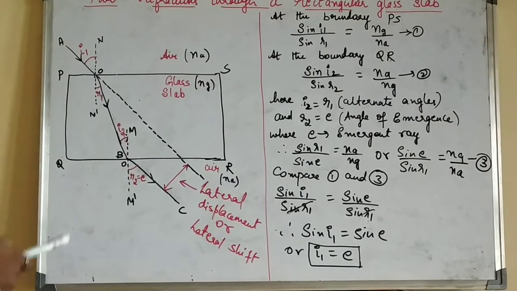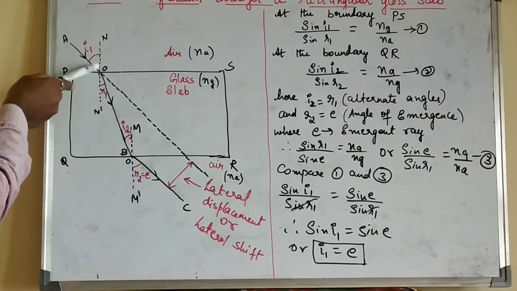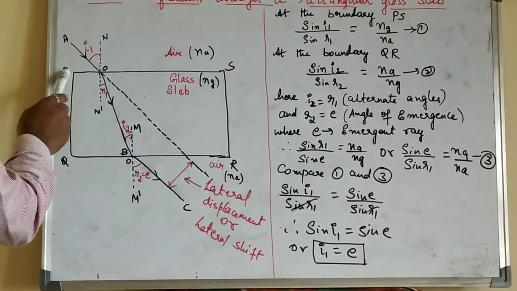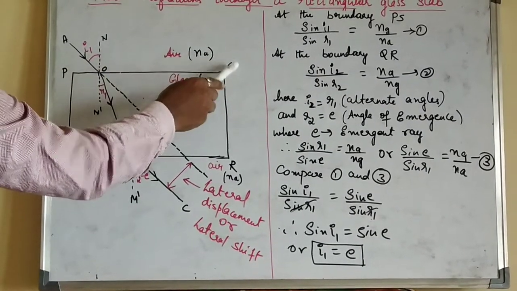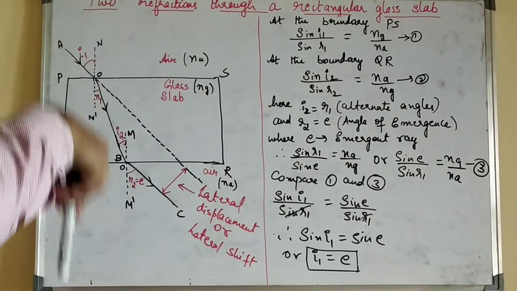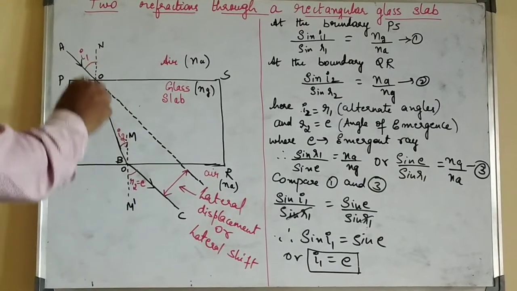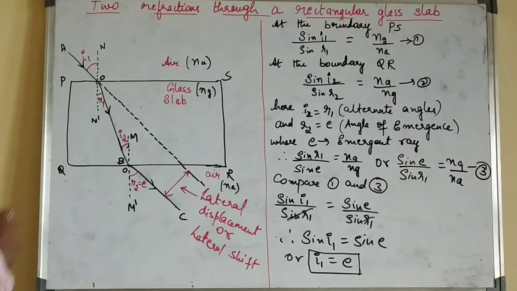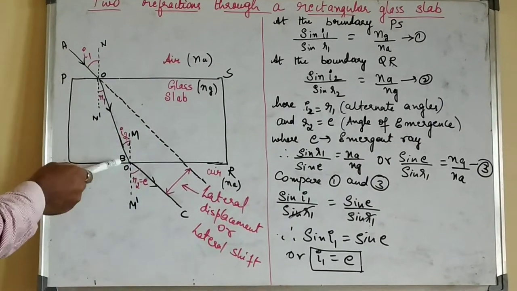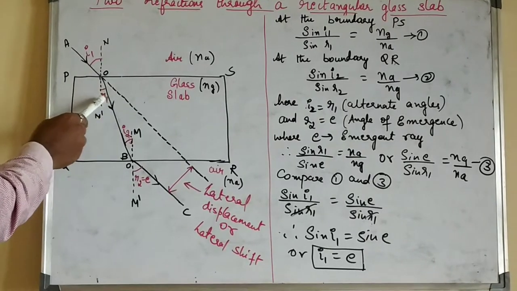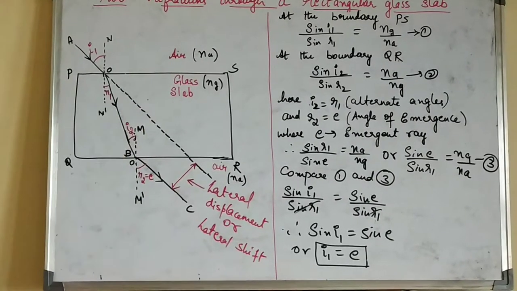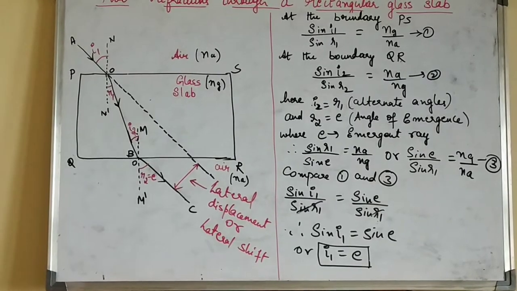Now which is the refracted ray? OB is the refracted ray, coming out of the first medium PS, and it is happening inside the glass slab. That refracted ray OB is bending towards the normal. Now you got the angle of refraction R1.